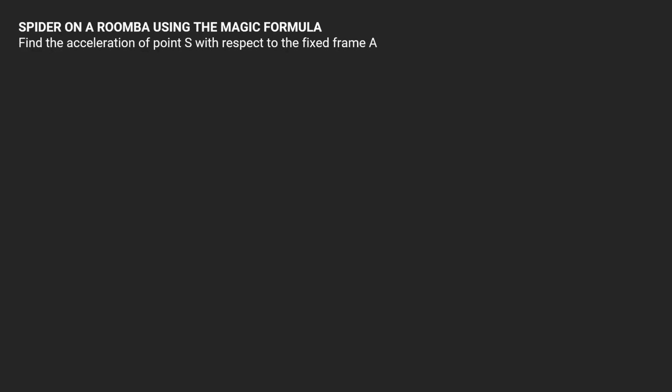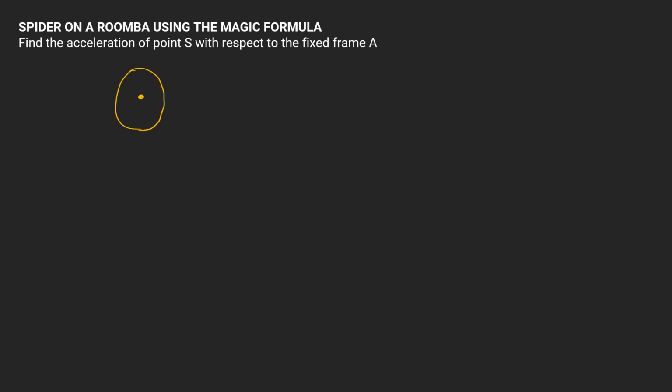Now we're going to put everything together and show how, when you use more than one reference frame and the magic formula, you can make your life a whole lot easier in terms of solving the kinematics for a system. So we're going to go back to our example where we have a spider moving on a Roomba.